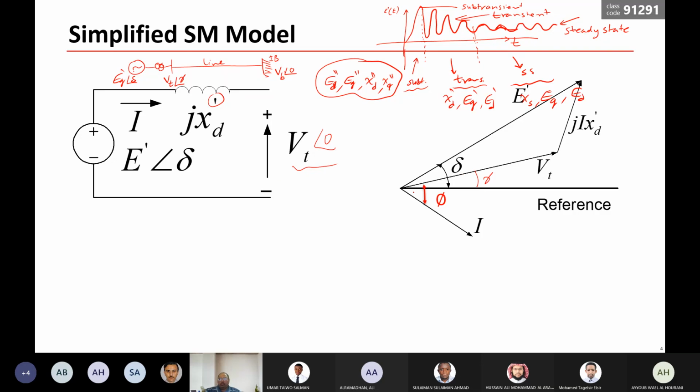So this is the current. Assume this is the current, and this is phi. What is phi? What is this angle? Phase angle.